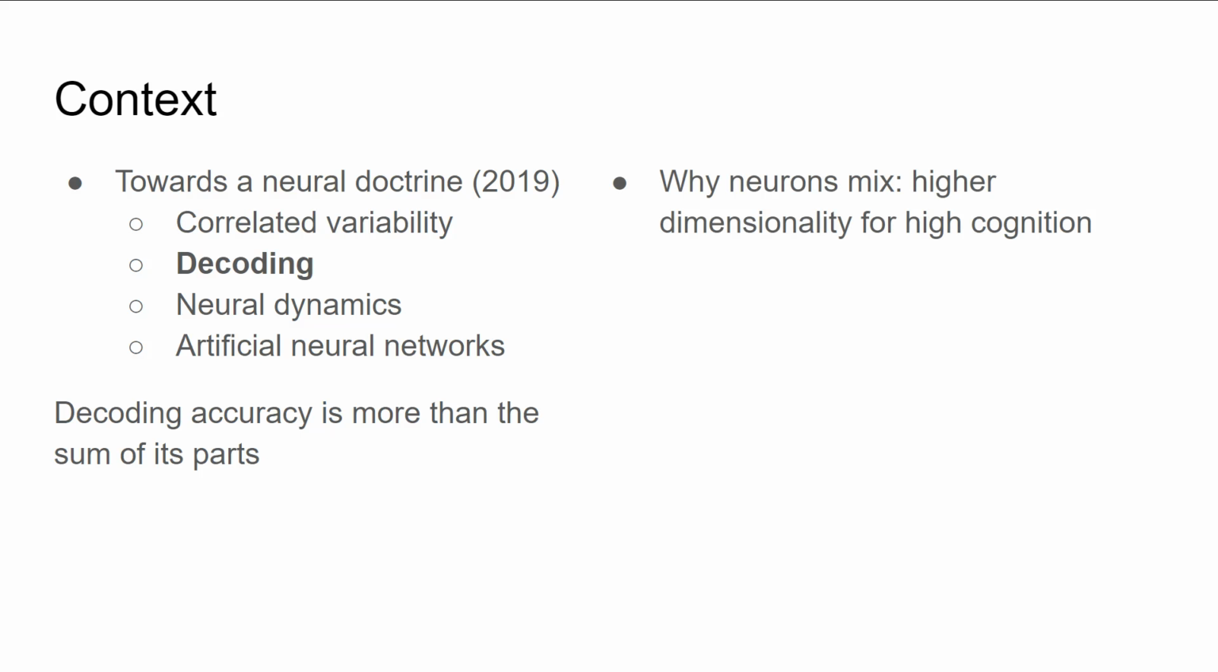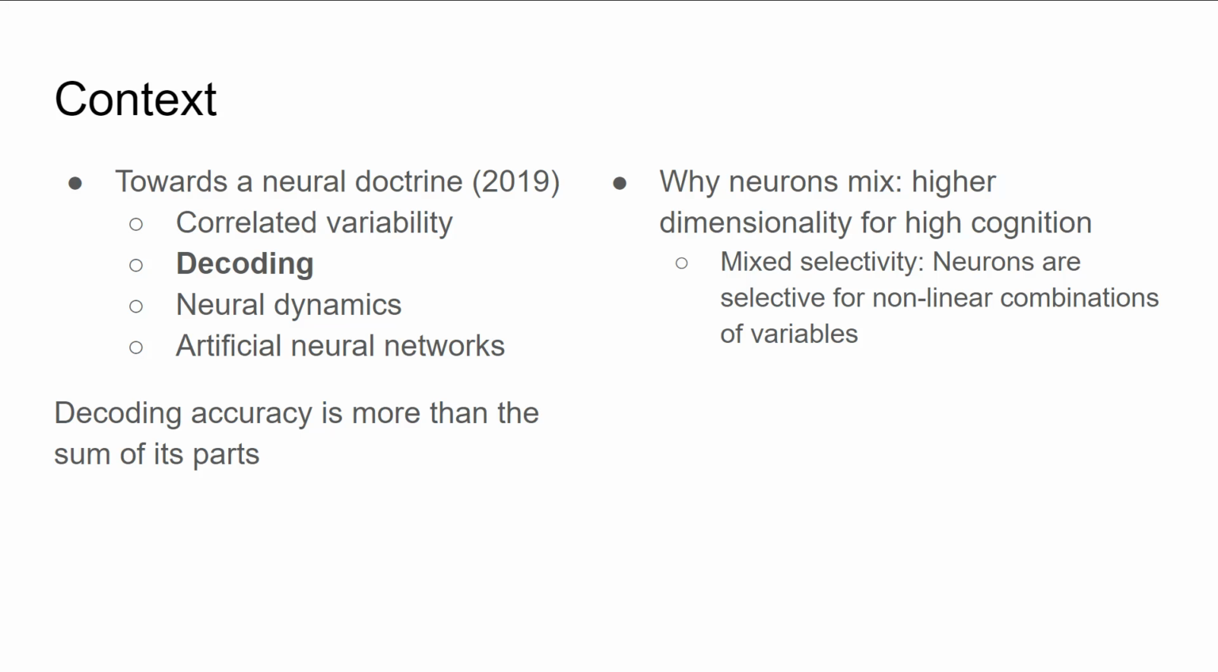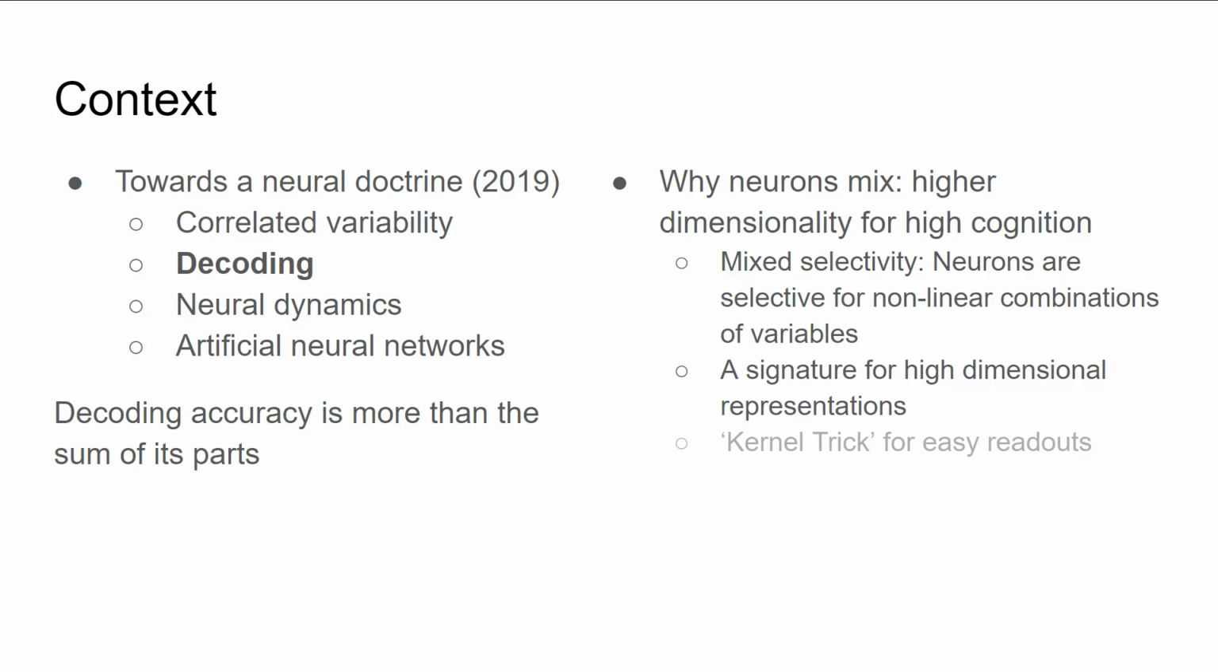So this week's paper is Why Neurons Mix: Higher Dimensionality for High Cognition. The big topic it has is mixed selectivity, which is that neurons are selective for nonlinear combinations of variables. This paper argues that these mixed selectivity neurons give you high dimensional representations, and they're a signature for high dimensional representations. Once you have a high dimensional representation, you have the kernel trick for easy readouts.